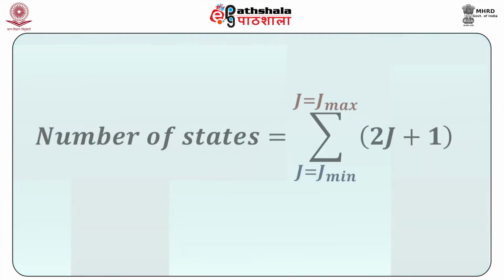Thus, the total number of states for fixed J1 and J2 is found by summing the number of states, 2J plus 1, for each J from J minimum to J maximum. So the total number of states can be taken as the summation, varying from J minimum to J max, of 2J plus 1. This summation goes from J minimum to J maximum.